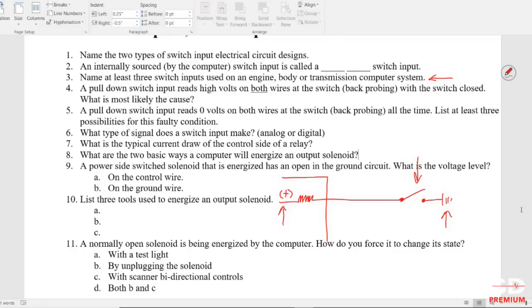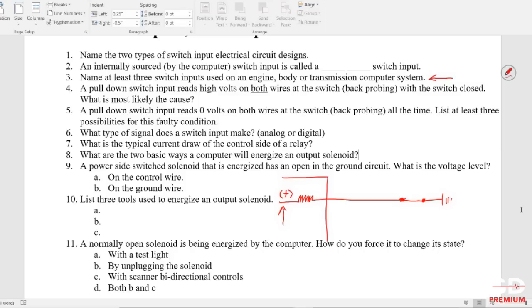So pull down. So the next 2 questions, this will be good because this is where we left off yesterday talking about the wiring and testing of these. A pull down switch input reads high volts on both wires at the switch. Back probing with the switch closed, what is most likely the cause? So before you answer, one of the things that you would need to do is visualize the pull down circuit, which we have drawn right here. It's an open ground. So I'm telling you that what we're doing is we're closing the switch, which is important. In this measurement, switch is closed, and you're measuring both sides.